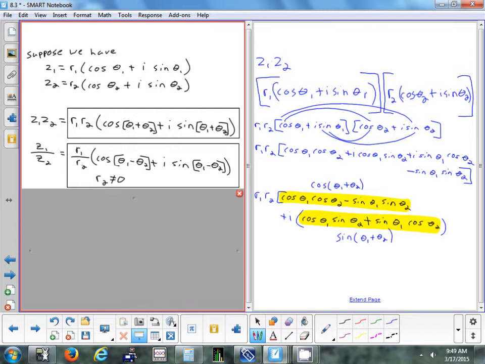For division, I'm not going to go through the proof. It's similar. But there's only two things that are different if you want to divide complex numbers using trig form. Take your radii and divide them. Take your angles and subtract them. That's it. No foiling, no i squareds, no writing things with separate denominators, none of that. The only thing r2 can't be is 0, obviously, because you can't divide by 0.